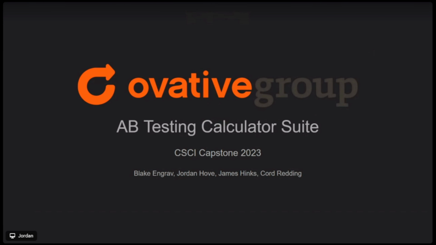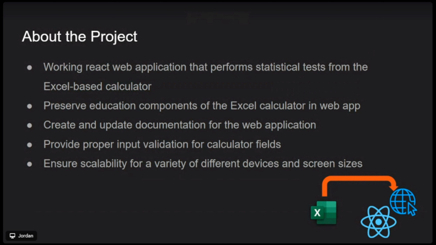Our project is for Ovative Group. They are a digital media consultant firm, and we made an online A/B testing calculator suite for them. Quick overview about the project. We did a single-page React web application to perform statistical tests based on their Excel sheet calculator. We have education components put into the web application based off their Excel calculator to help people learn about the calculations and what they mean.